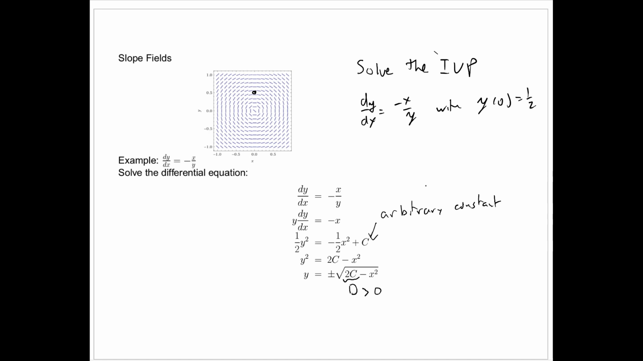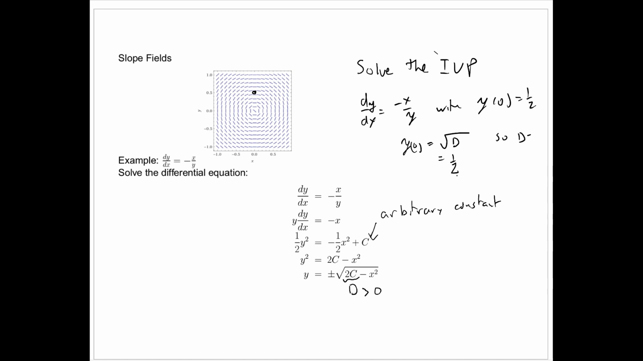In order to make y of 0 equal to 1/2, we would need to look here at our solution, y equals plus or minus the square root of 2c minus x squared. We'll clearly need the positive part because when x equals 0, we need y to be 1/2. Then y of 0 will be the square root of this number 2c, which I'll call d here, minus 0. So d will have to equal 1/2.